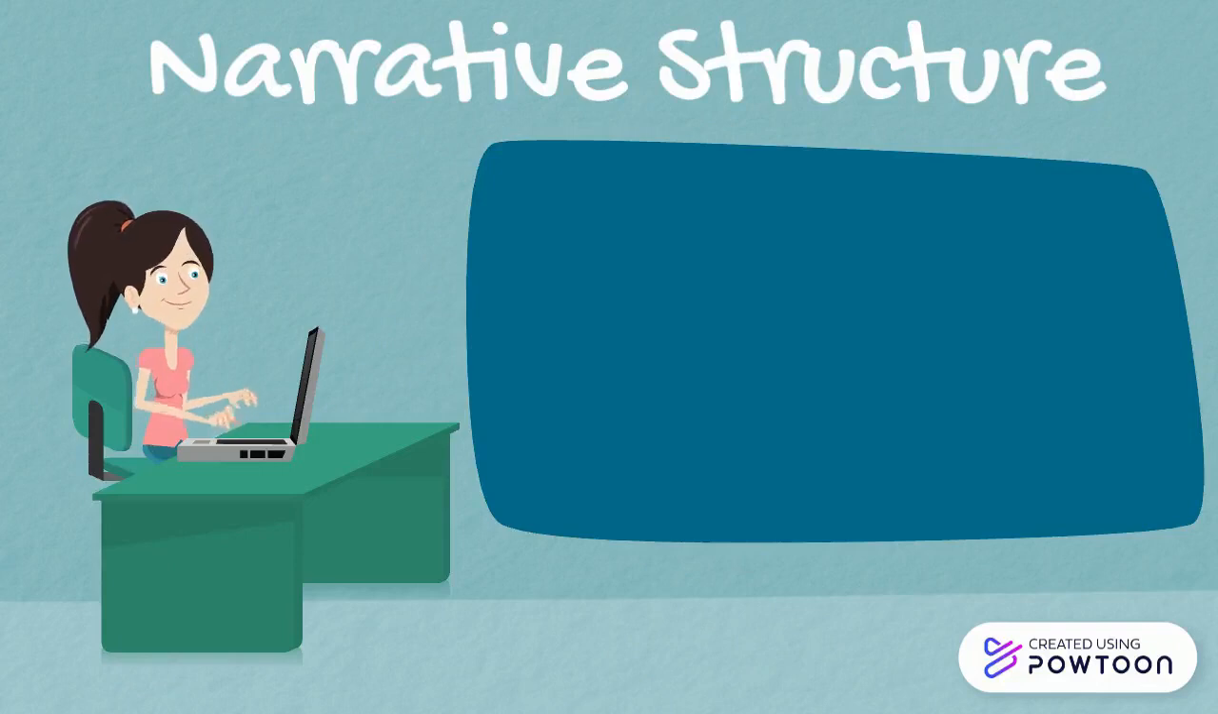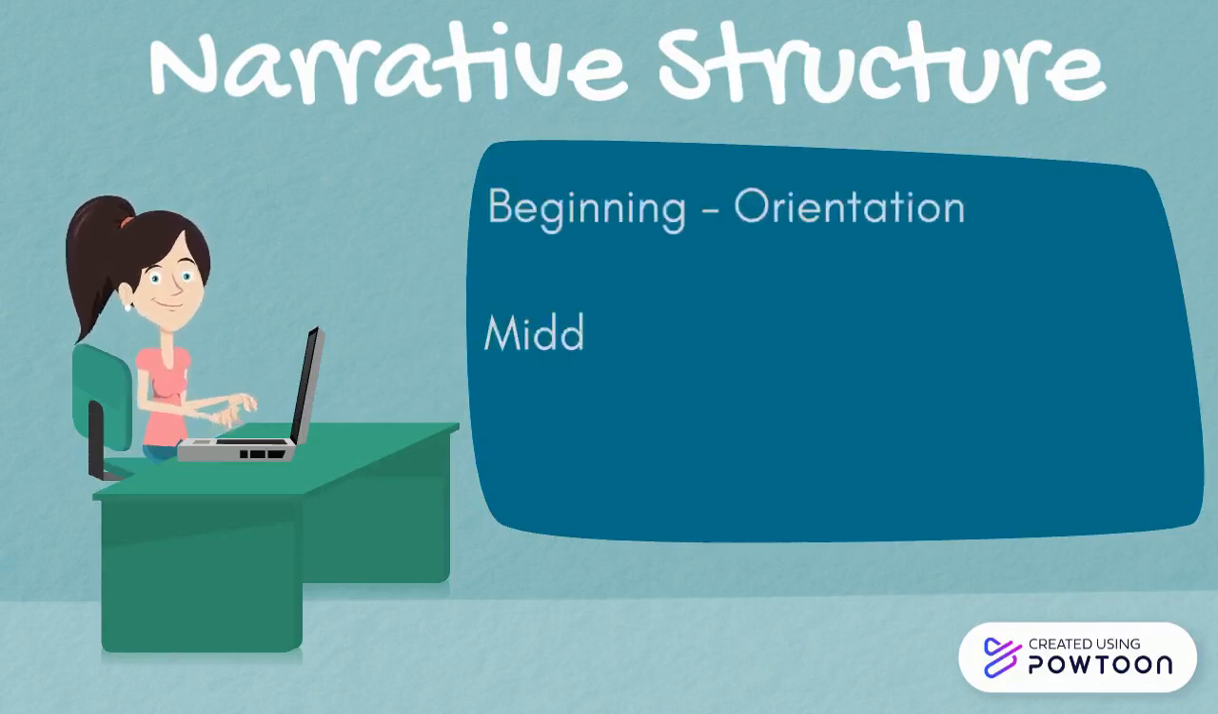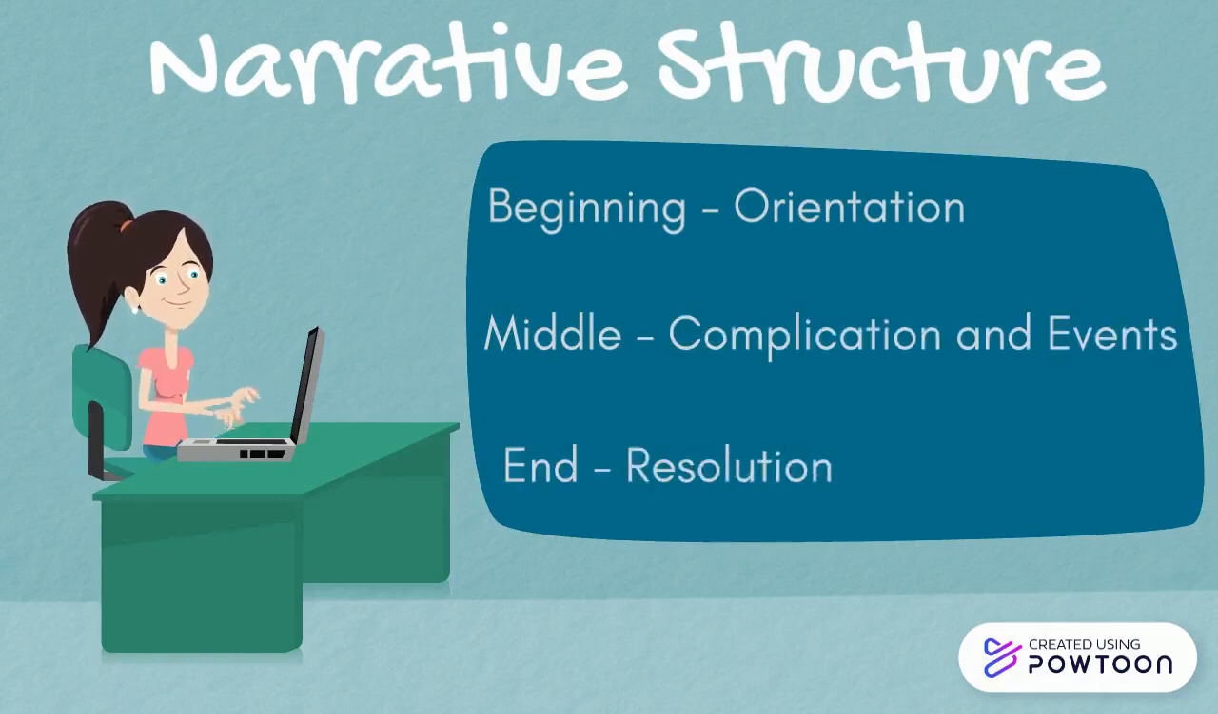Narratives usually follow a clear and simple structure, with a beginning, called the orientation, middle, the complication and events, and end, often referred to as the resolution.